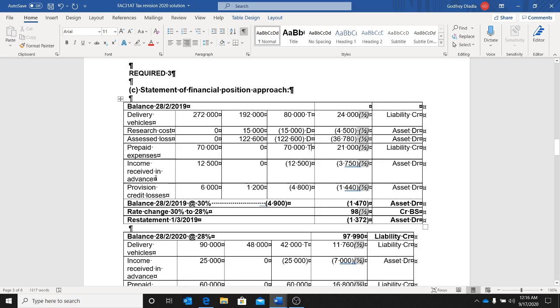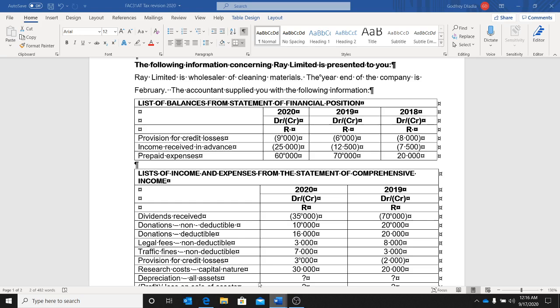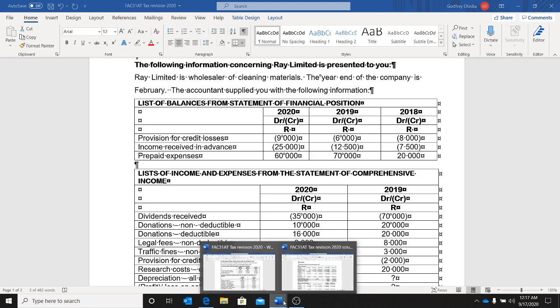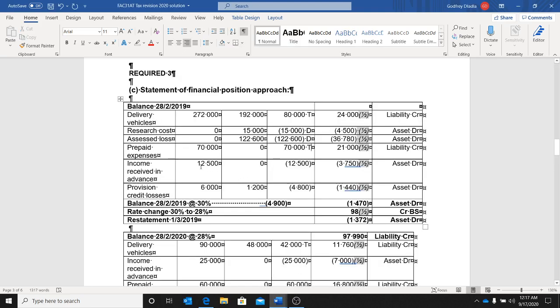Okay. Income received in advance is a liability, right? So income received in advance, the balance here is 12.5. And then you see, here is the balance here. But also income received in advance and prepaid expenses, they are taxed at the same time, and they're allowed at the same time, meaning they do not carry over to other years. Right, then the receiver will say it's 0.